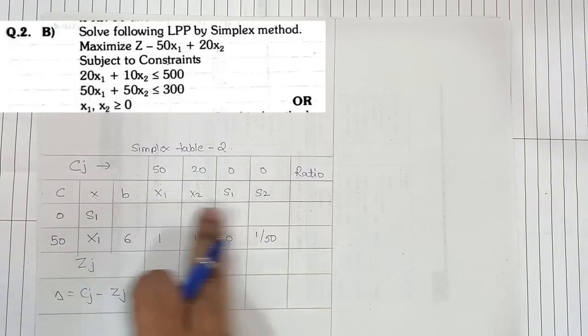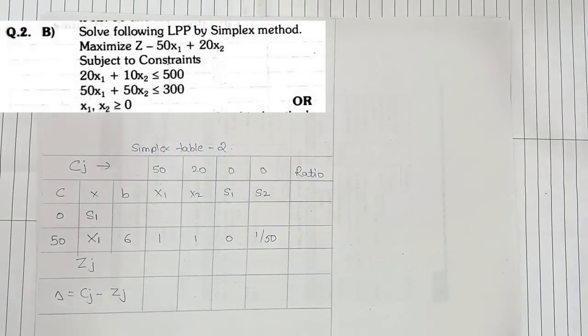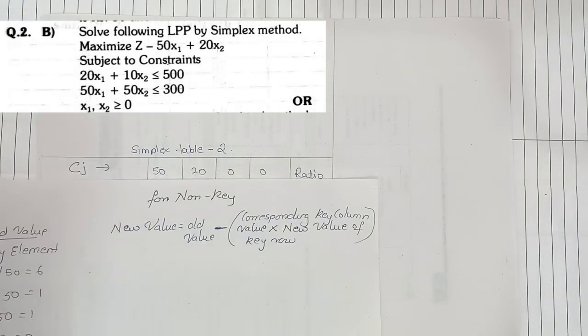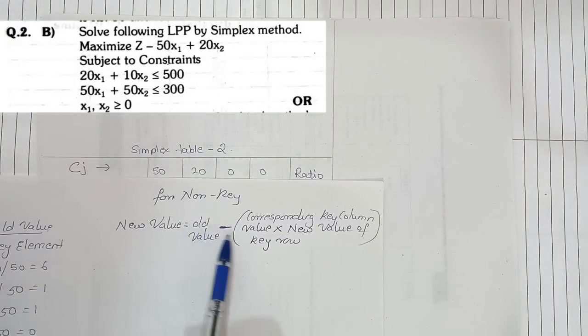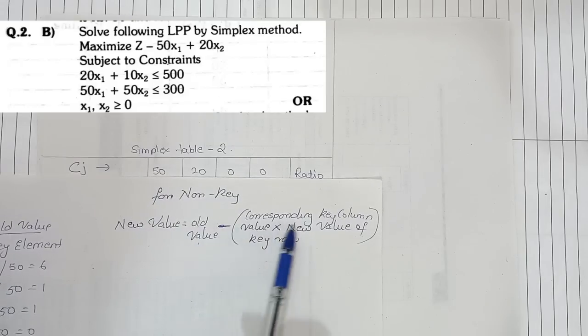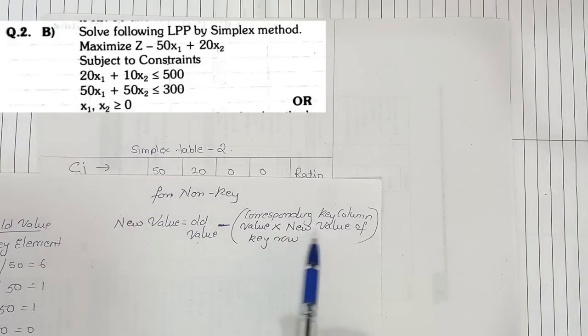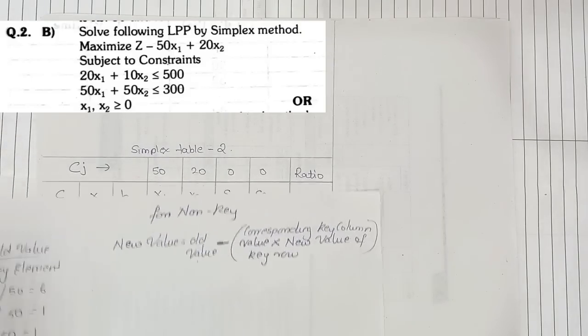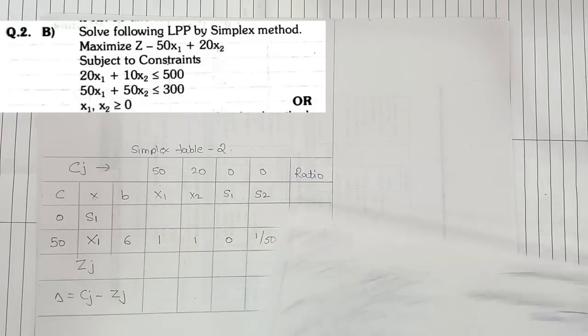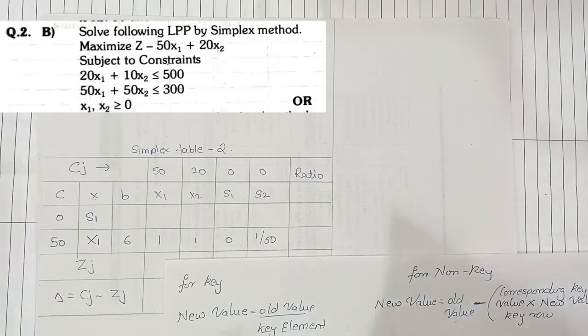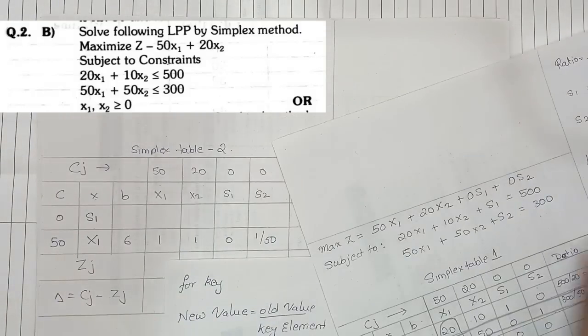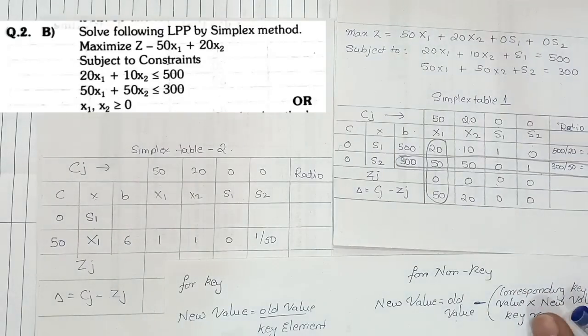Now for the other rows, the ones in which there was no key. For the non-key values, how to get those values? Again, a different formula. The formula is new value is equal to old value minus the corresponding key column value into the new value of the key row. So a little bigger formula as compared to the first. Let us see how we apply that. I'm putting the old table also in front of you. This is the old table. I hope it is visible.